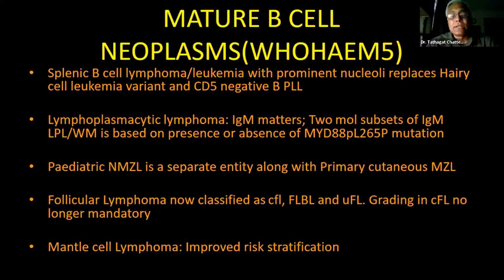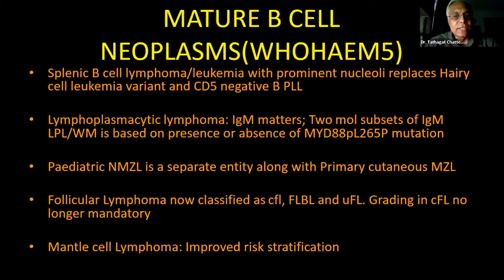Now the pediatric nodal marginal zone lymphoma is now a separate entity. So a lot of importance has been given to this entity, along with the primary cutaneous marginal zone lymphoma. The follicular lymphoma is now classified as the classical follicular lymphoma, the CFL, the follicular large B-cell lymphoma, and the unclassified follicular lymphoma. Now, grading in classical follicular lymphoma, which we all thought was useless, has now been said to be no longer mandatory because it does not affect the treatment.